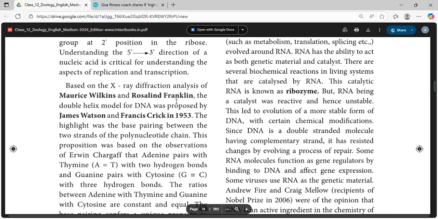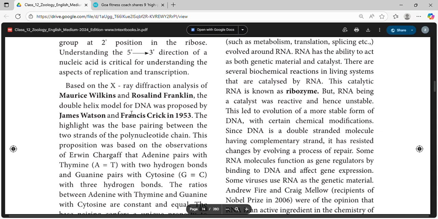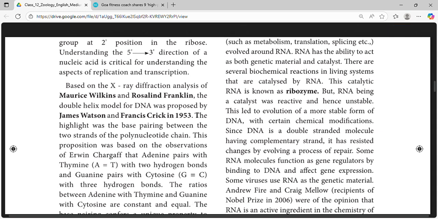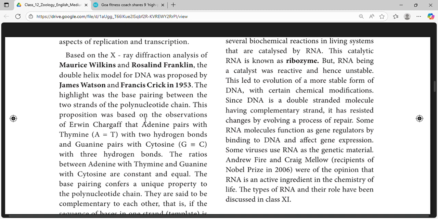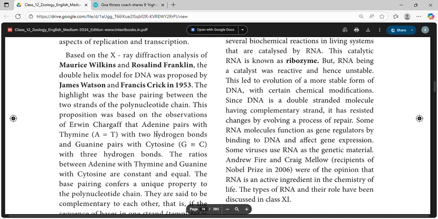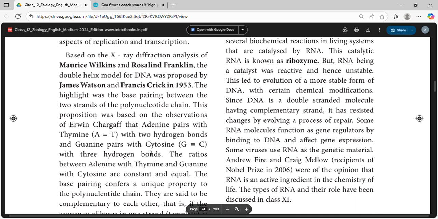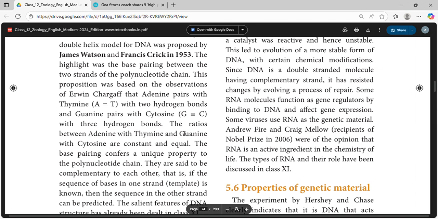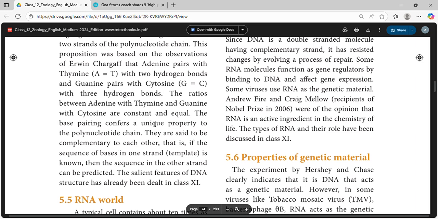Based on the X-ray diffraction analysis of Maurice Wilkins and Rosalind Franklin, the double helix model for DNA was proposed by James Watson and Francis Crick in 1953. The highlight was the base pairing between the two strands of the polynucleotide chain. This proposition was based on the observations of Erwin Chargaff that adenine pairs with thymine with two hydrogen bonds, and guanine pairs with cytosine with three hydrogen bonds. The ratios between adenine and thymine and guanine and cytosine are constant and equal.